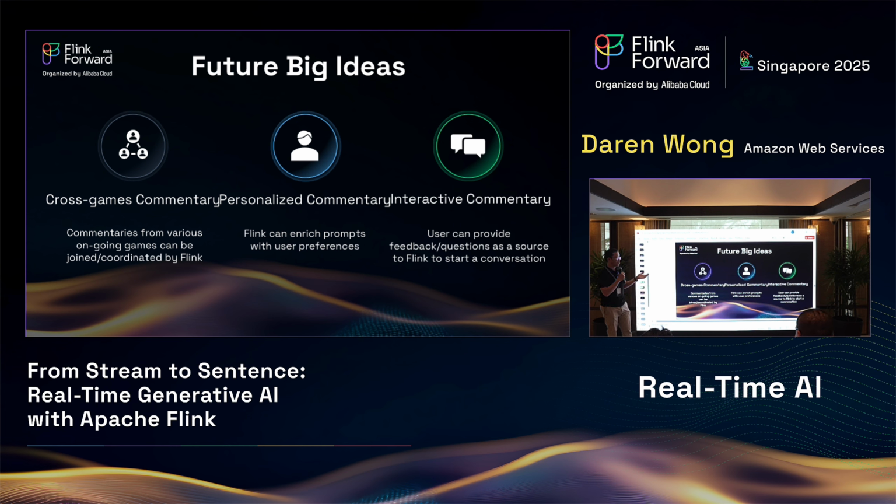So we could even have commentaries from various ongoing games being joined or coordinated or orchestrated by a Flink job. And that helps, right? Imagine if you are watching a game like the Olympics, for example, where there are a lot of different sports happening at the same time. If you can cross-pollinate or cross-join this kind of commentary, it just makes the whole user experience a lot more enjoyable. The second idea I can think of is personalized commentary.